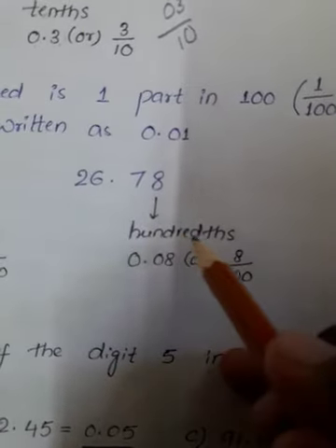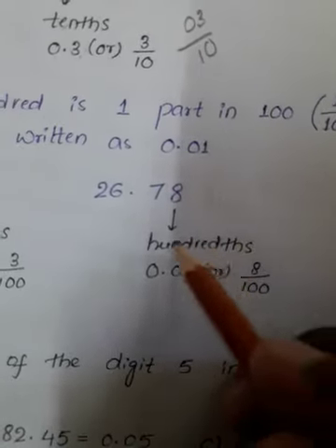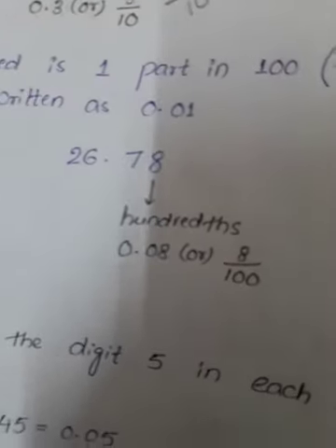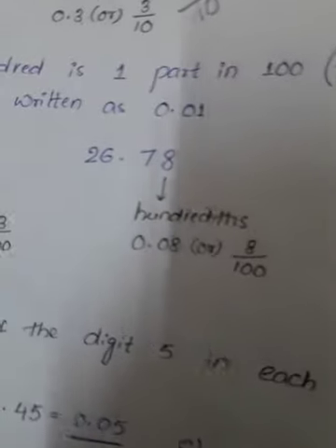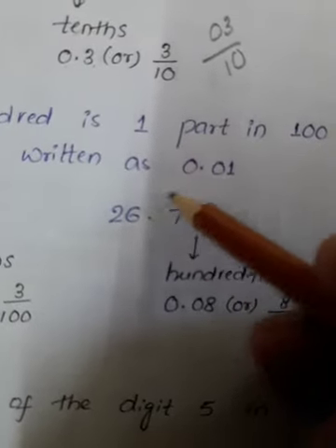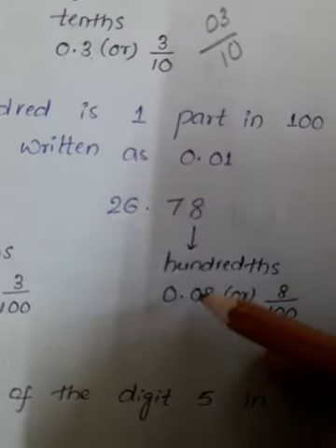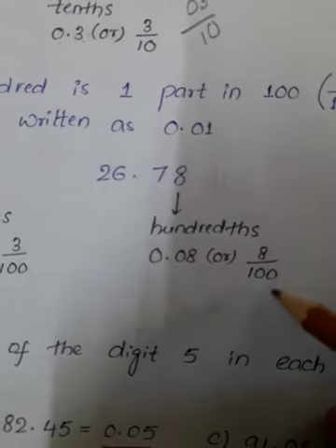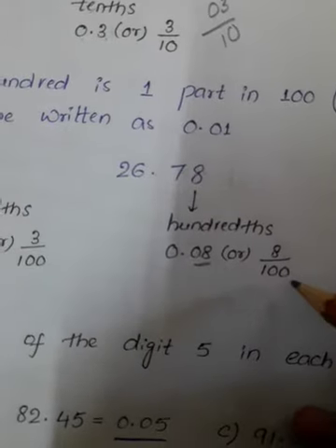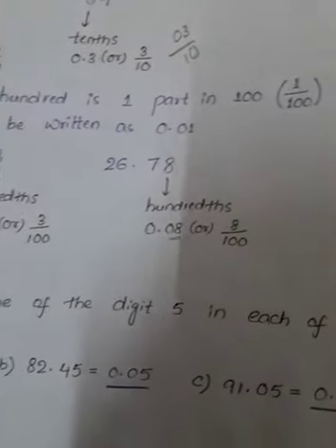Similarly here, 26.78. 8 is called hundredths place. Hundredths. That means there are a total of 100. Suppose you have 100 chocolates, and you ate 8 chocolates. Understand? Out of 100, you ate 8 chocolates. So hundredths means 0.08. Between the decimal and this number, we have only one number, so that is 1 zero. Or we can say 8 over 100. For the decimal, write 1. After the decimal, two numbers, so 2 zeros. So 8 over 100.